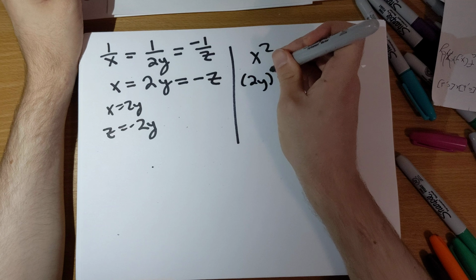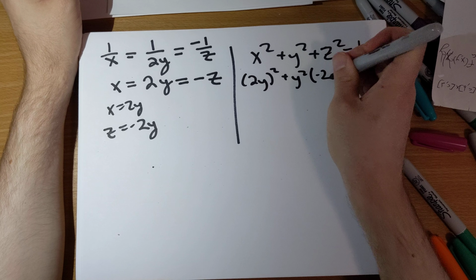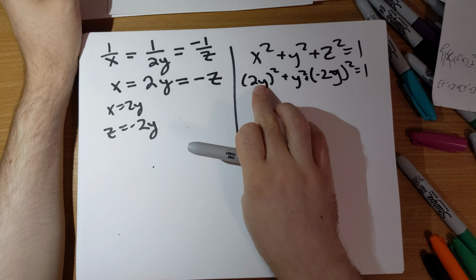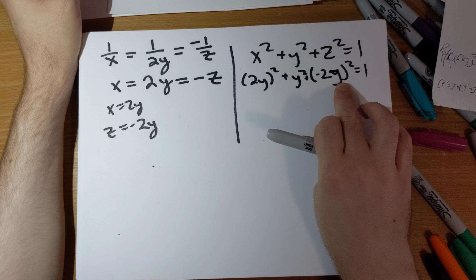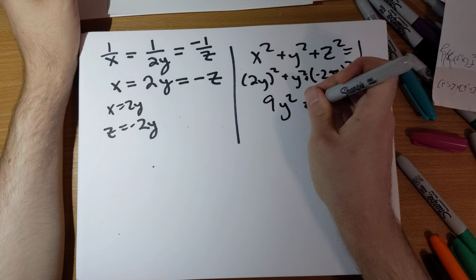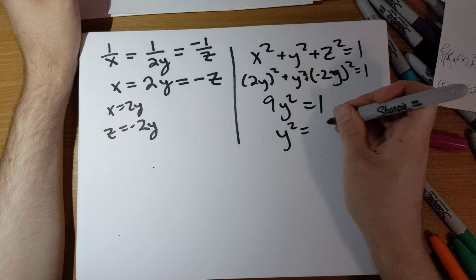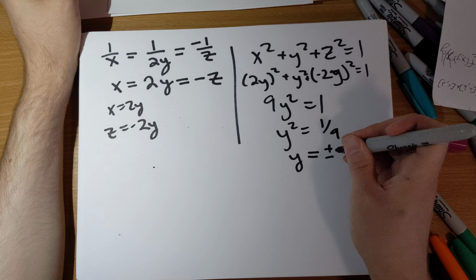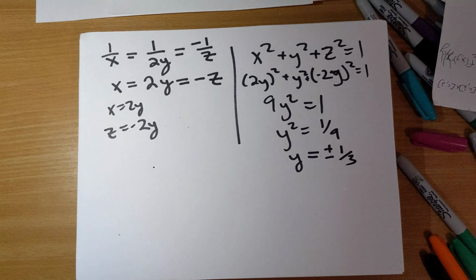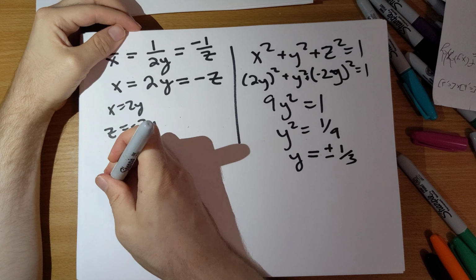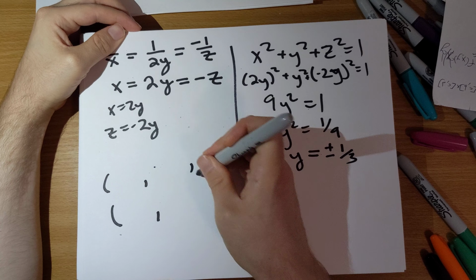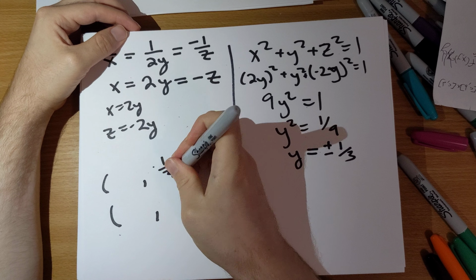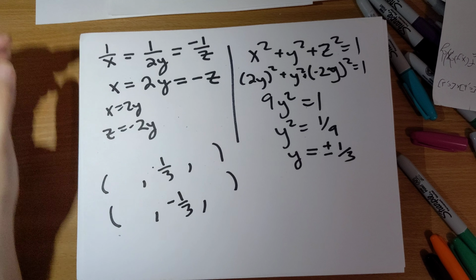x is 2y squared, plus y squared, z is negative 2y squared, is equal to 1. 4y squared plus y squared plus 4y squared is 9y squared is equal to 1. y squared is equal to 1/9. y is equal to plus or minus 1/3. So this is going to give us 2 points to think about. y can either be 1/3 or negative 1/3.